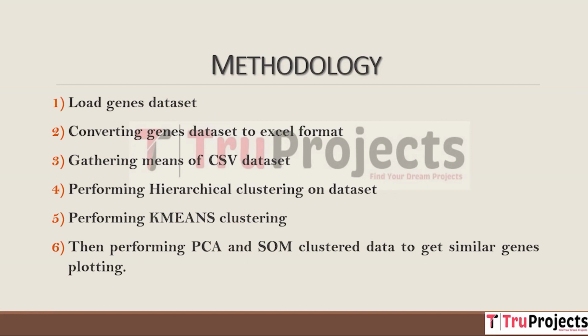Next one is converting the genes dataset to Excel format datasets such as CSV. To facilitate data manipulation and analysis, the genes dataset is converted into specific formats such as CSV, which is comma-separated values, which is widely used as a data format. Converting the dataset into CSV allows easy handling of data in tabular form. Next one is gathering means of the CSV dataset. In this step, the means of the CSV dataset are computed. The means are likely calculated for each gene across different species.